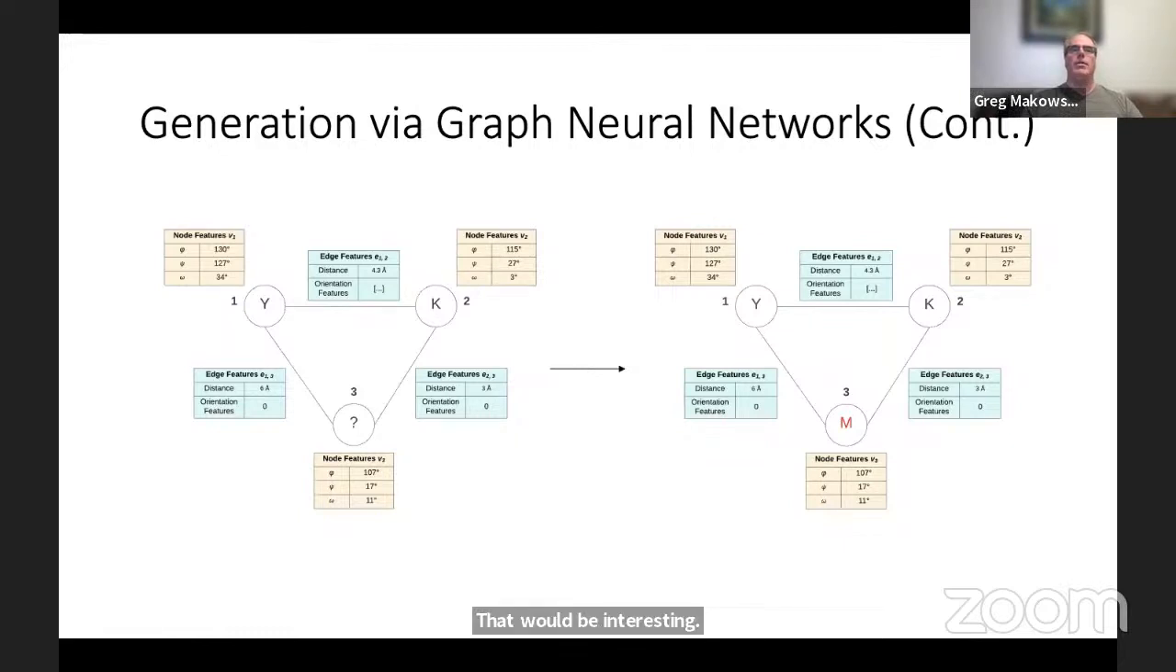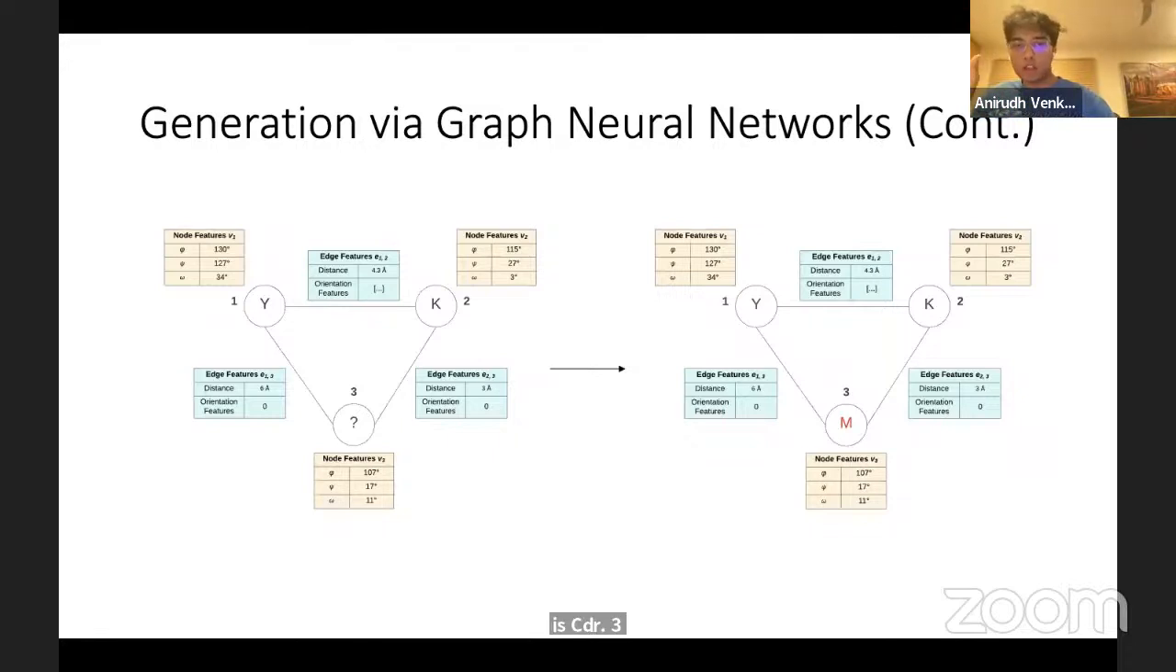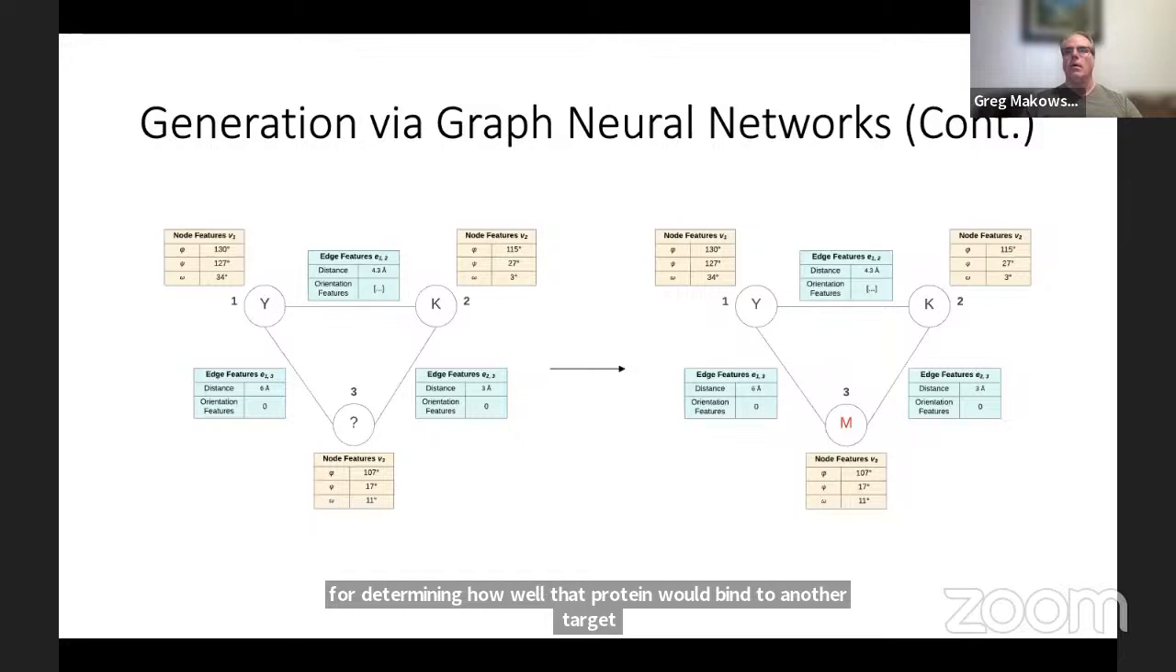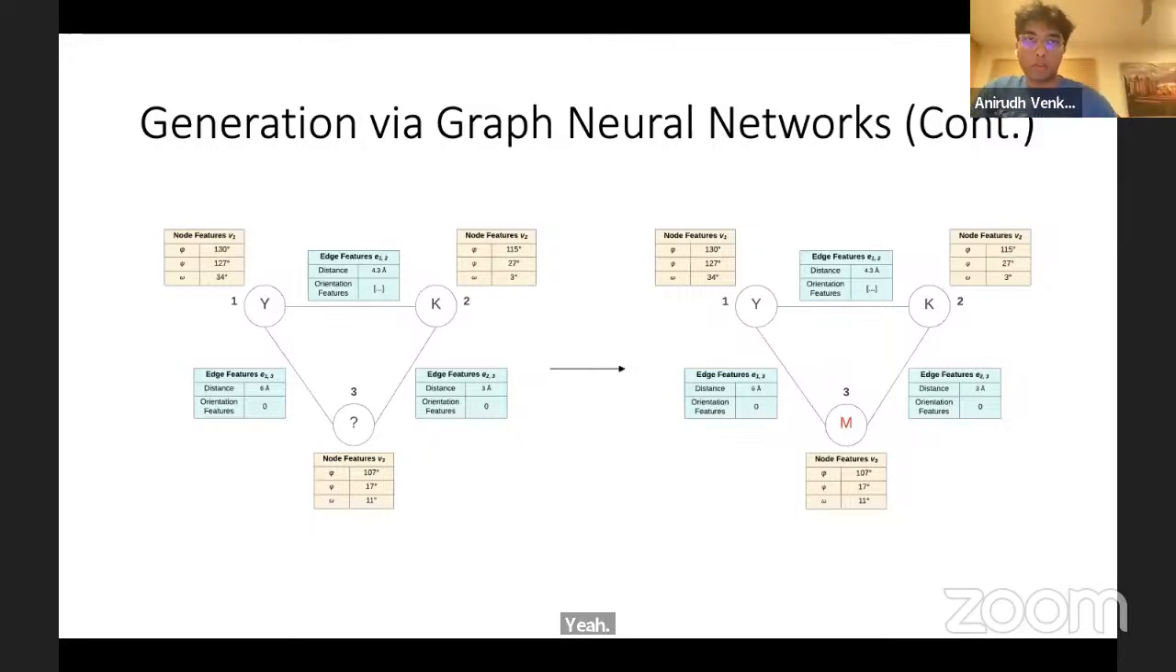An audience question on chat. Michael is asking, what is CDR3? Yeah, so the CDR3 region is the region of amino acids within the protein that determines its binding affinity. So it is the most important region within the protein for determining how well that protein would bind to another target. Kind of the active region where things are happening. Yeah, exactly. The most active region of the protein, or the nanobody. Nanobodies are proteins.